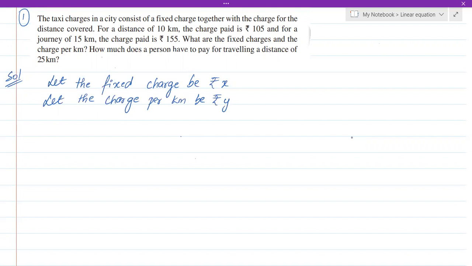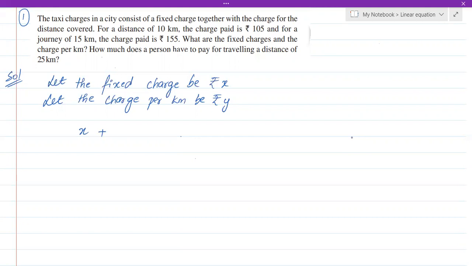Now from the question it is very clear, however much distance you travel, you must pay the fixed charge, isn't it? Now in the question, for a distance of 10 kilometer, the charge paid is 105. Remember, this charge 105 consists of the fixed charge. However many kilometers we travel, we have to pay this fixed charge, plus for the distance traveled. For 1 kilometer it is y rupees.